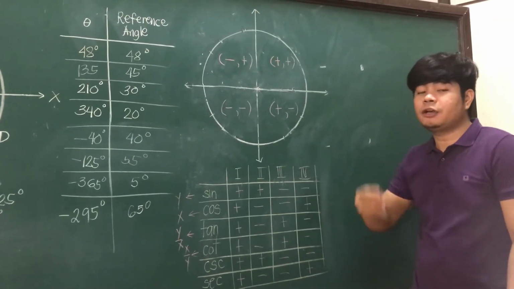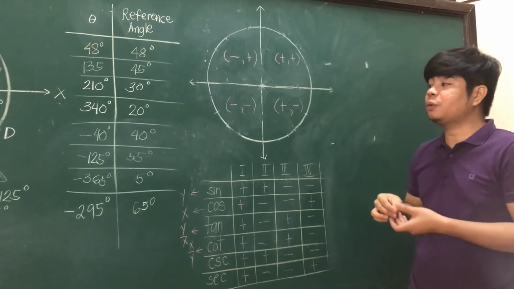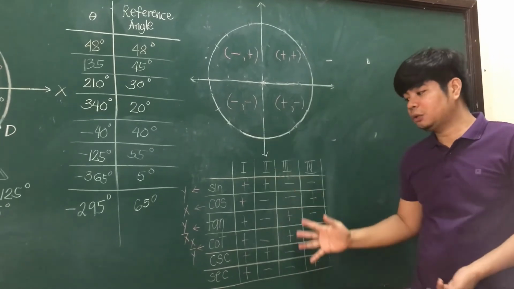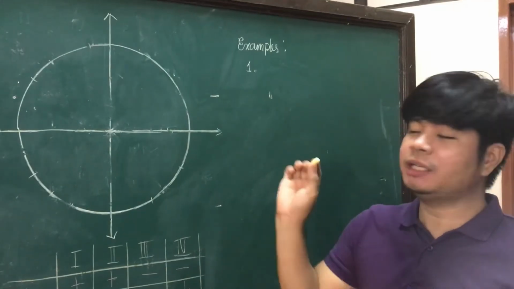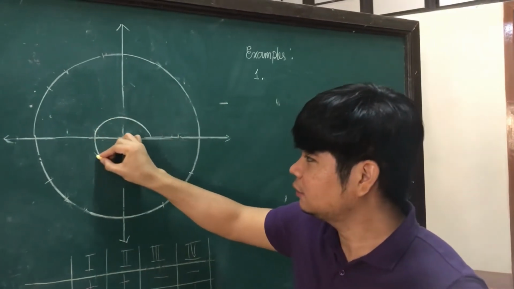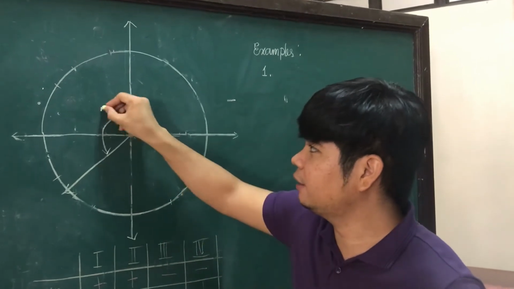Whenever we talk about the trigonometric functions, we just need to observe where we can find that angle and be able to identify the values. So let's say there is an angle that measures 210 degrees.